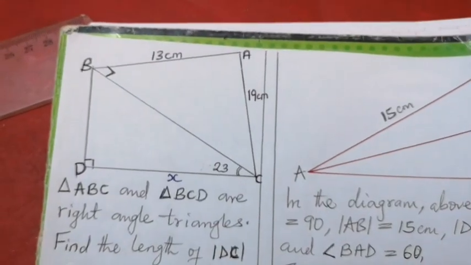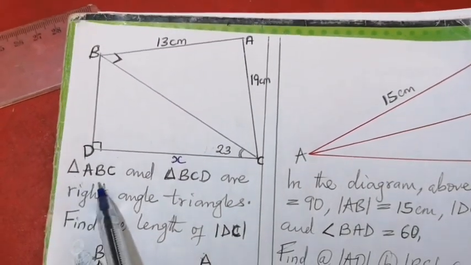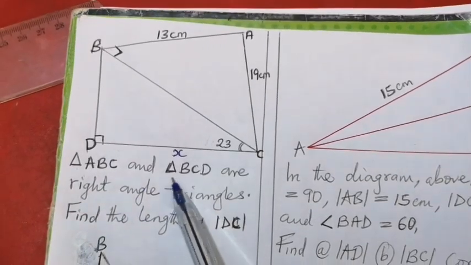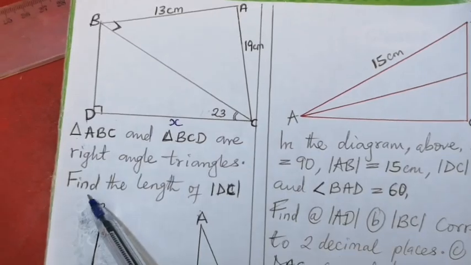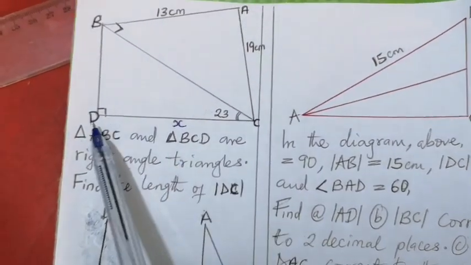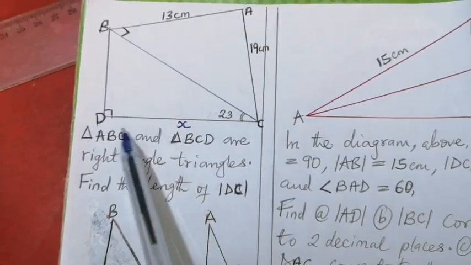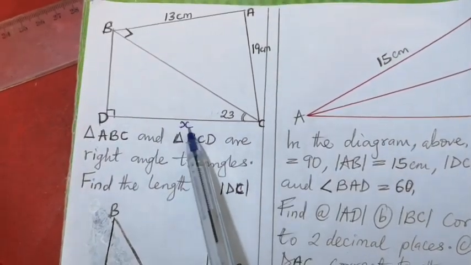Okay, let's see how we can solve this problem. Triangle ABC and triangle BCD are right angle triangles. Find the length of line DC. Okay, so we are looking for the length of line DC, and this DC is labeled X here.